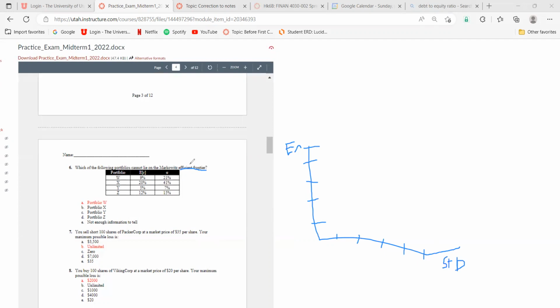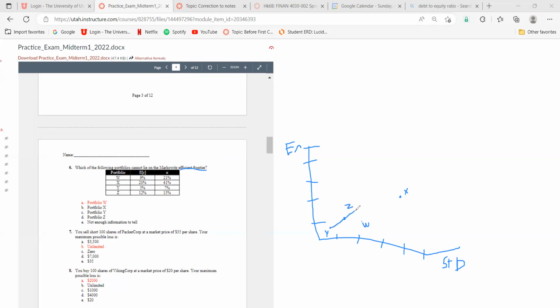So we'll start by calculating each of them. 9% and 21%. Going to be around here. It's W. 20%, 40%. Going to be around here, X. 5%, 7%. Right there. And 12% and 15% right here at Z.